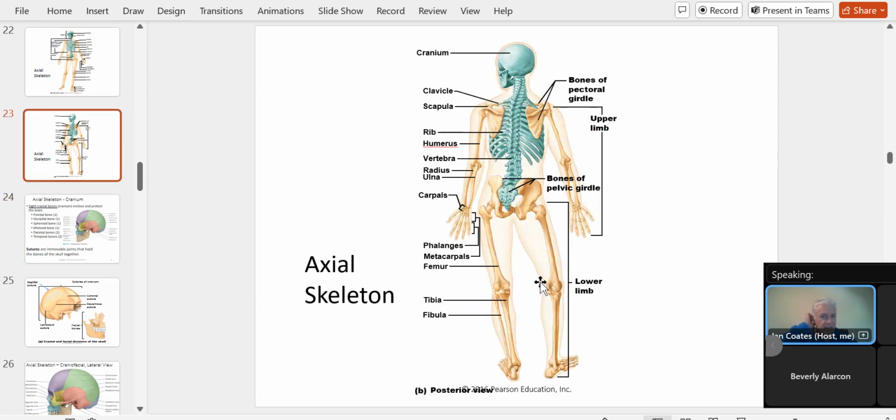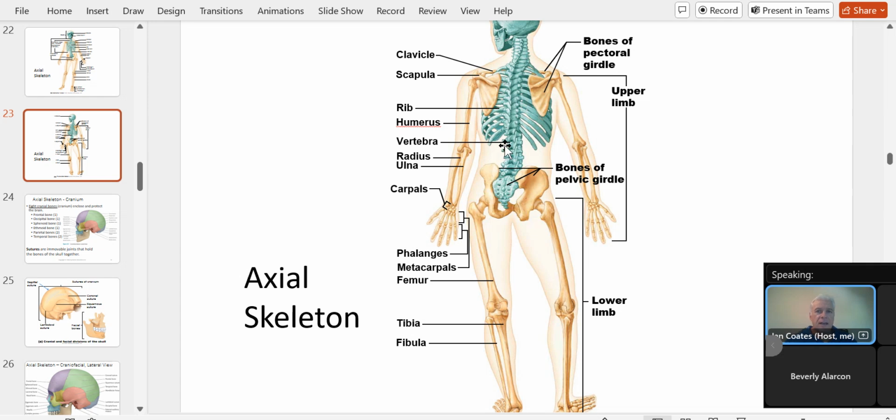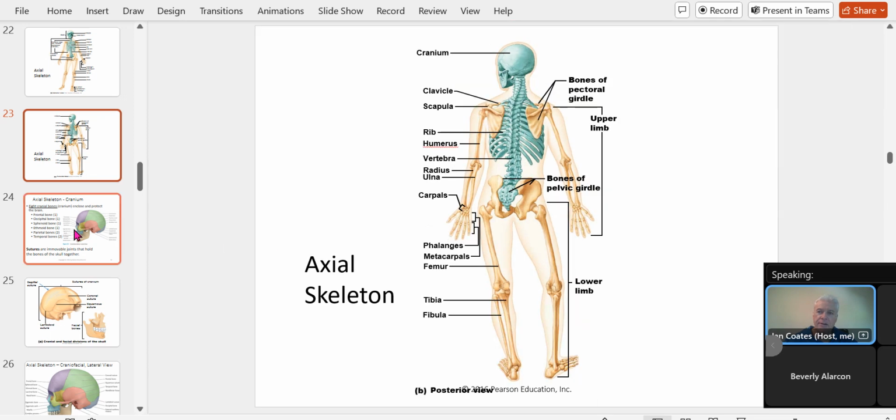There's the backside, same stuff. There's your scapula, a flat bone protecting the back of the shoulder. And again, ribs, humerus. There's a better shot of your vertebra. There are the bones of the pelvic girdle. There's your hip bone, your sacrum, and your coccyx. Coccyx is actually a number of bones that fuse together at puberty. But let's keep on moving.